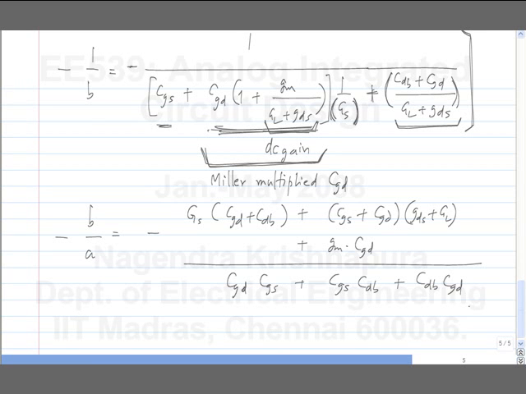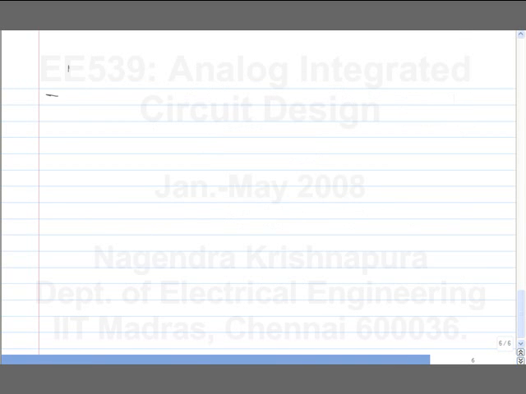Did everyone get this? Please work it out. If you don't work out every step, you will have problems in the quiz or even in the assignments. So please work out every step and make sure that this is the answer you get. I'll rearrange it just a little bit.